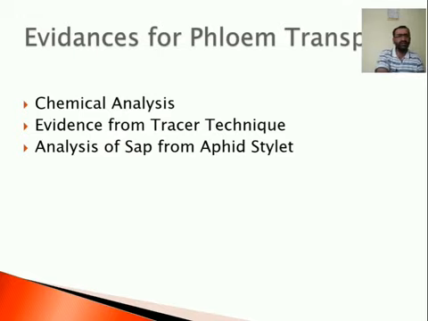and it is proved that the stylet contains carbohydrate or food material. It is proved because food material can be sucked only from the phloem region, and so the phloem is the only part from which the translocation of food material can take place. Okay, in this way all these experiments prove the evidences of phloem transport. In this way, this is about the evidences.